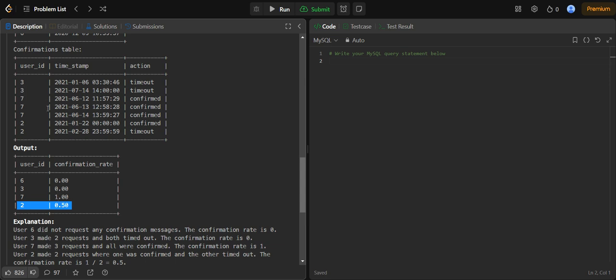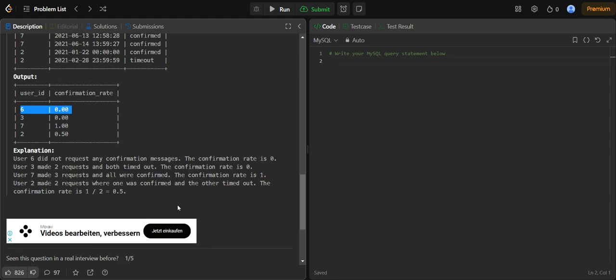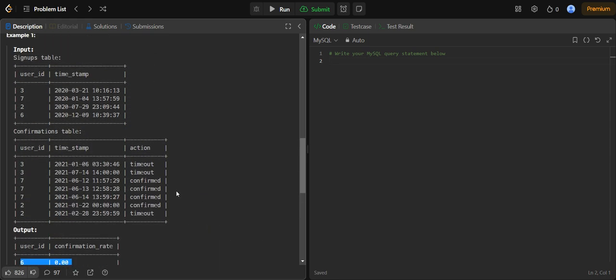And since user ID 6 is not here, that means he did not send any messages. That means the confirmation rate will be what? 0. Because he did not send any messages. The confirmation rate will be 0. So this is the explanation.